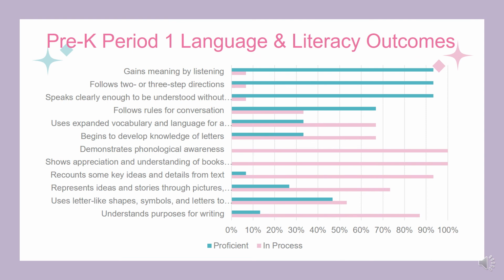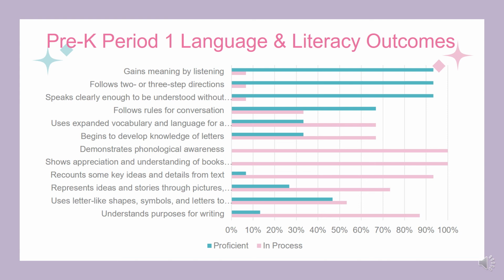And now let's take a look at the language and literacy outcomes for work sampling online. Again, this is a little bit different than what we looked at for TSG because we only have one data point. So rather than representing different times, our bars represent who's in process and who is proficient. So teal represents the number of children who are proficient in an outcome, and the light pink represents the number of children who are in process.